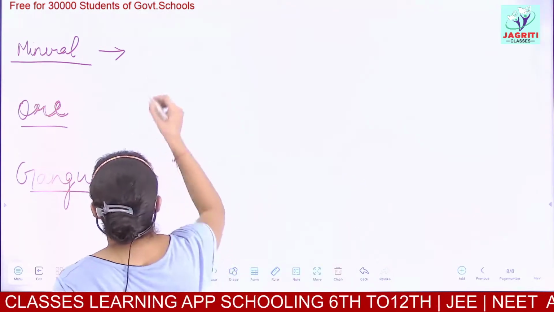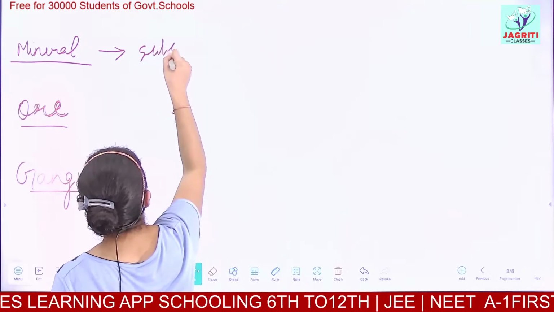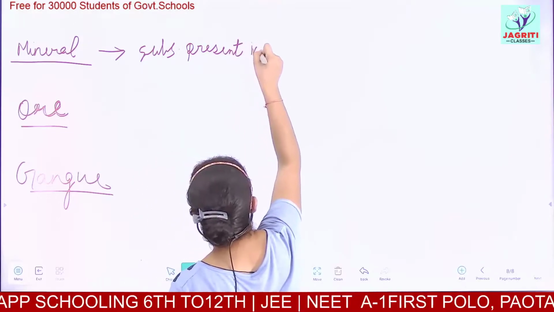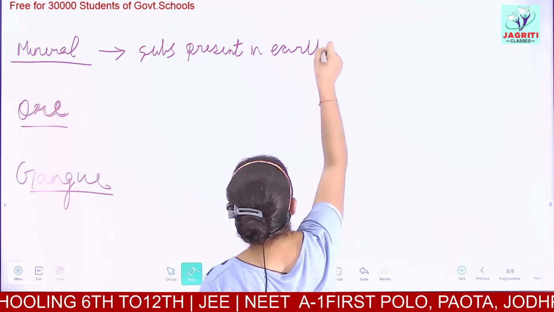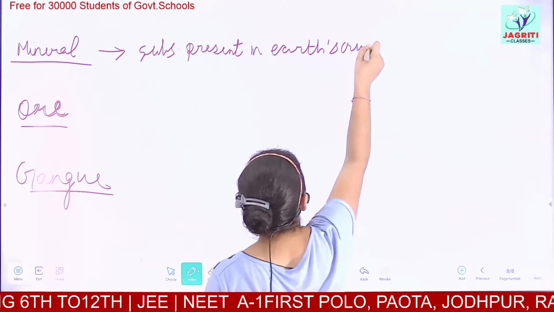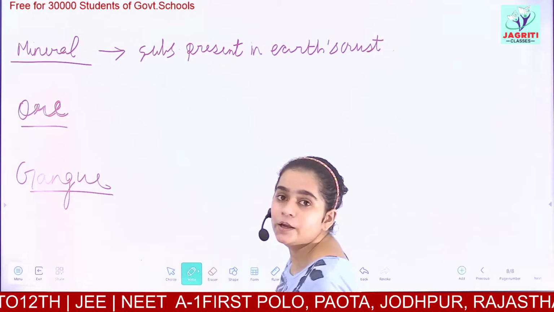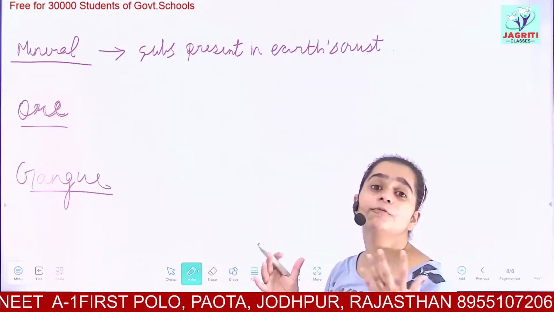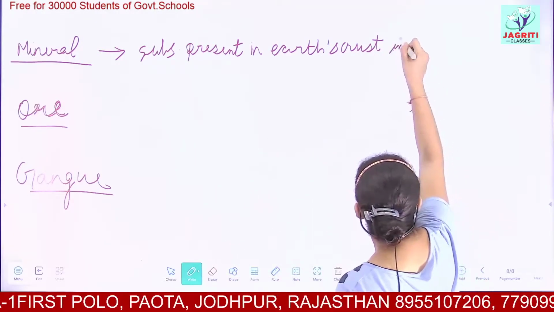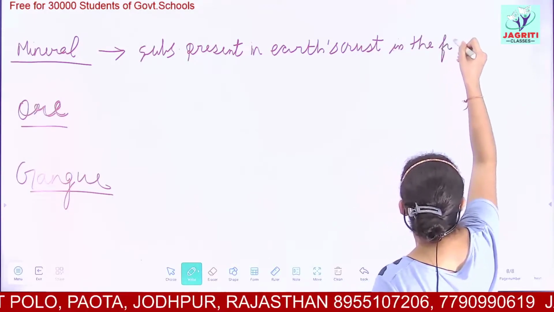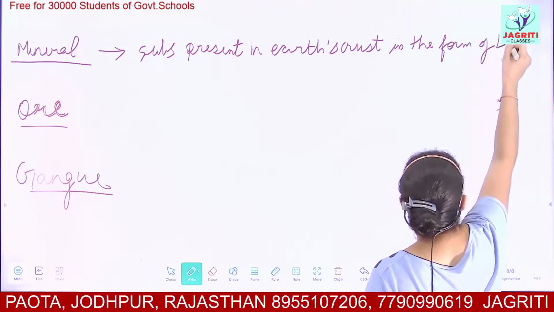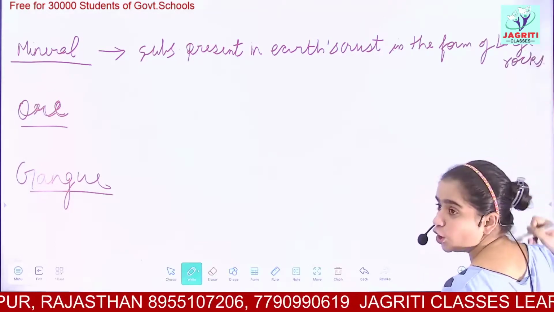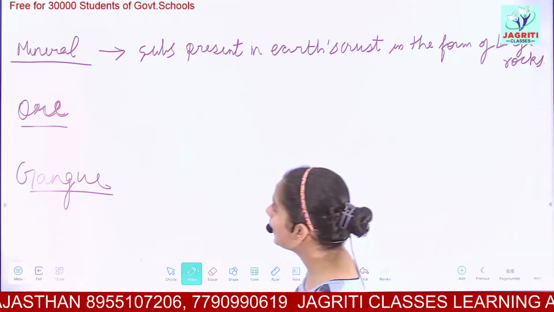Minerals are basically the substances present in the Earth's crust. Minerals are the substances which are present in the Earth's crust in the form of rocks, generally in the form of large rocks. So these are called minerals. Now what we have? Ore.